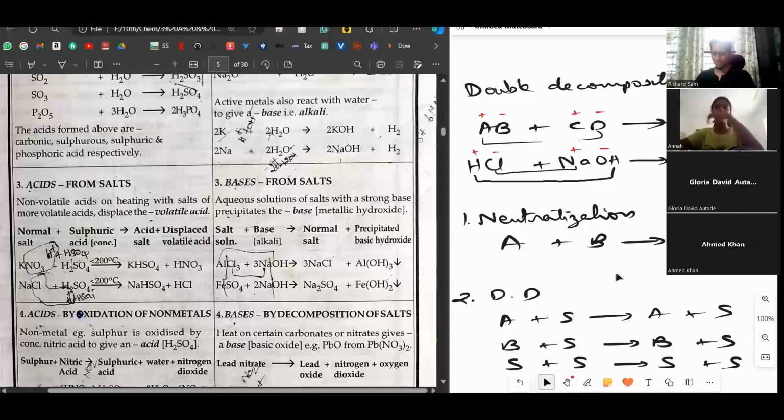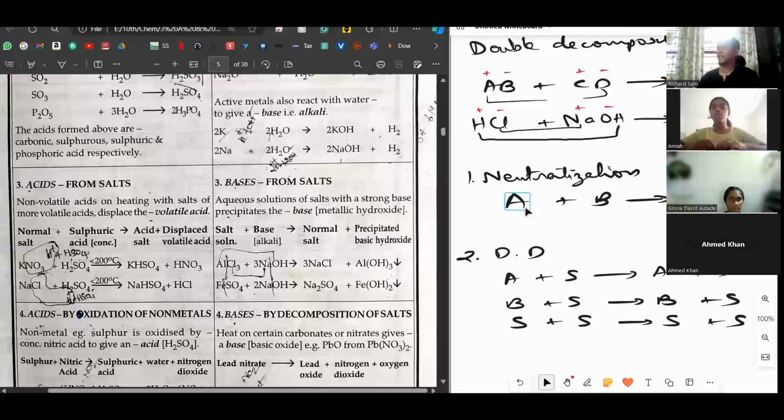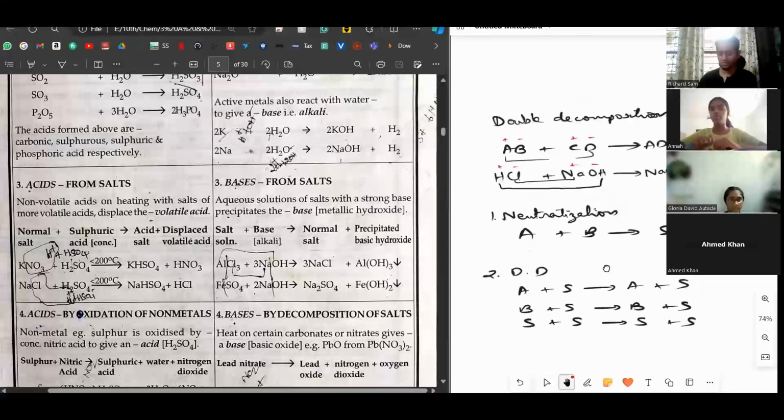But just memorize it for now. What is neutralization reaction? Acid plus base gives salt and water. And then the other double decomposition reactions: first one is acid plus salt gives acid plus salt. Then base plus salt, base plus salt. And salt plus salt will give salt plus salt. Is that clear, everyone? Let's just write down this much first.